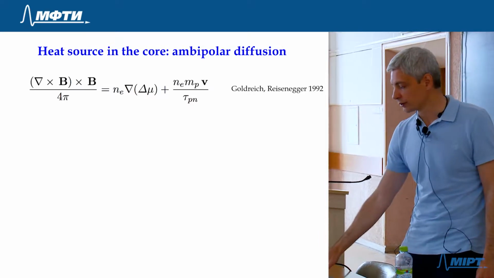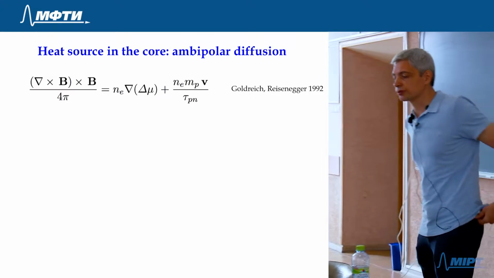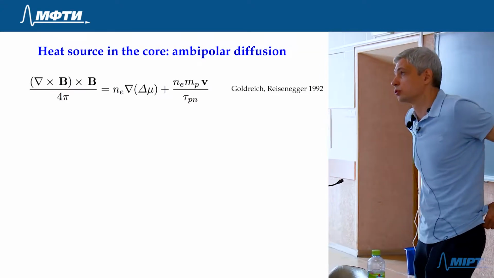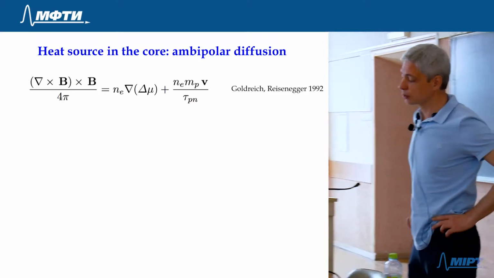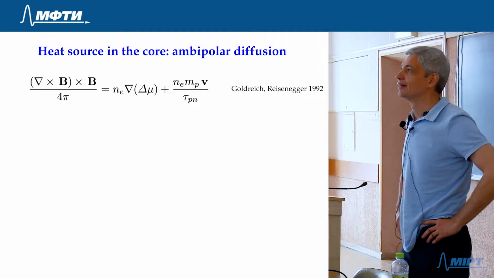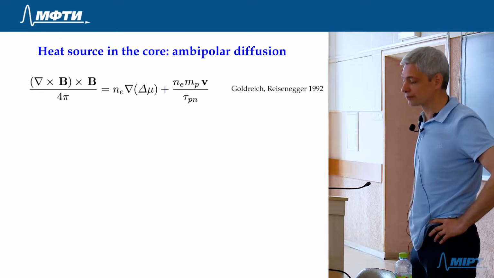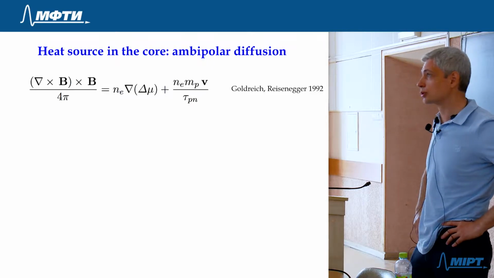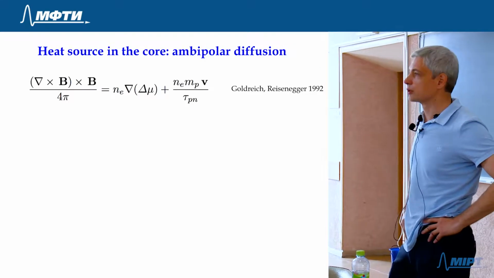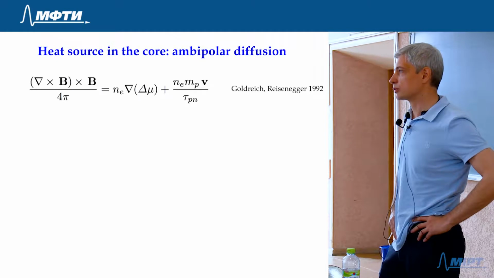But before I talk about this problem, let me explain what is the heat source in the core. What is the possible heat source? There are not many choices. There is one process that can possibly be efficient in heating the core of the neutron star, and that's ambipolar diffusion. Ambipolar diffusion is a process of motion of the electron and proton component through neutrons.